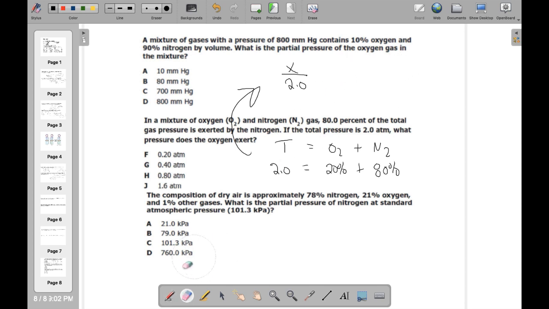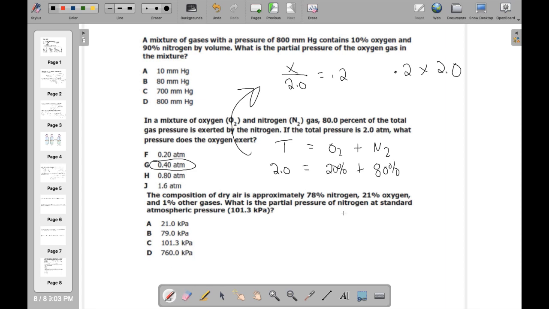And if I do that, I'm going to get 0.2. So essentially, it's 0.2 times 2.0, and I will get 0.4 atmospheres.